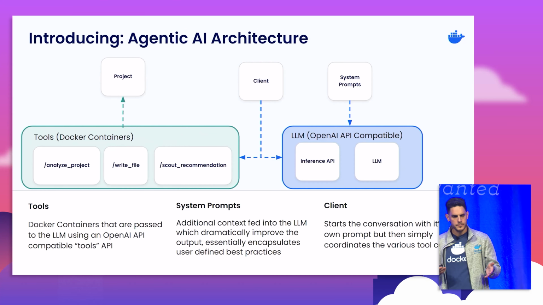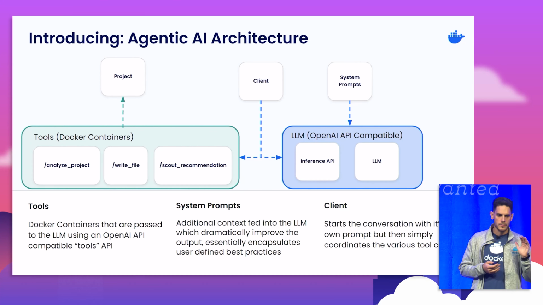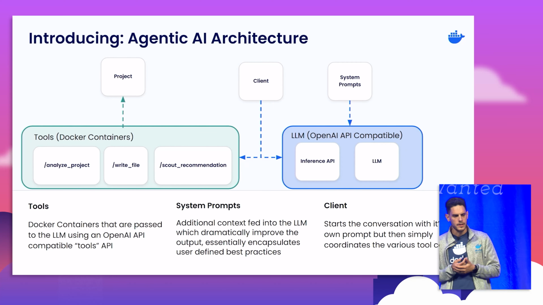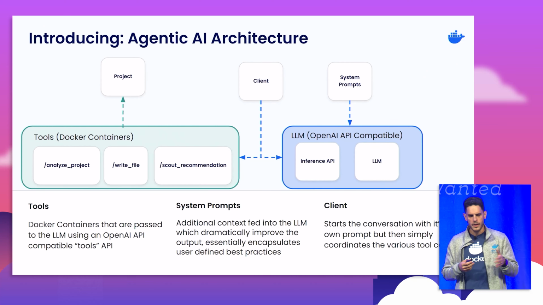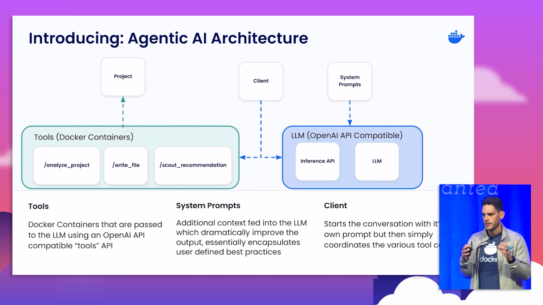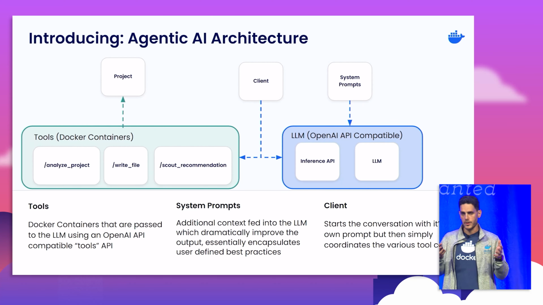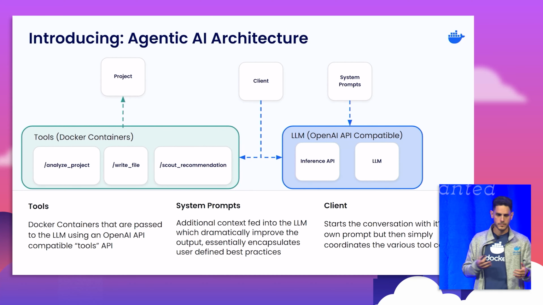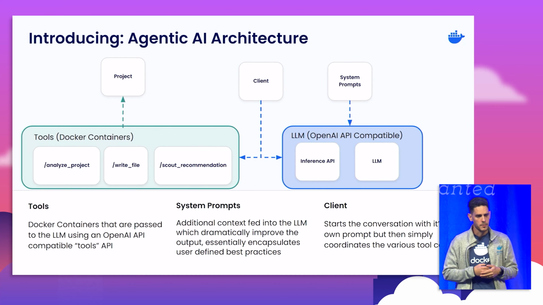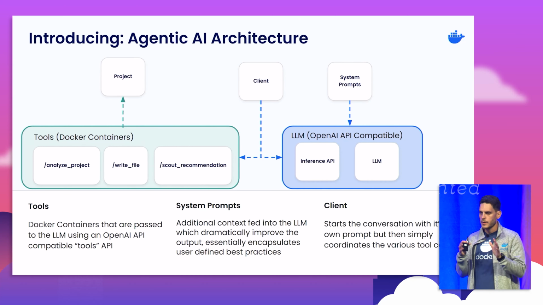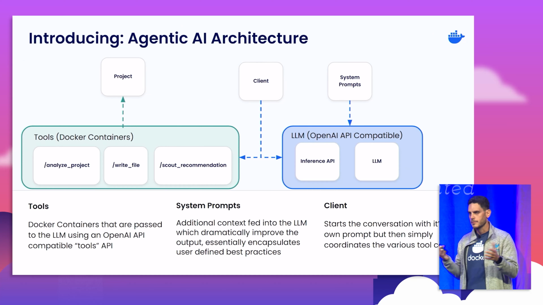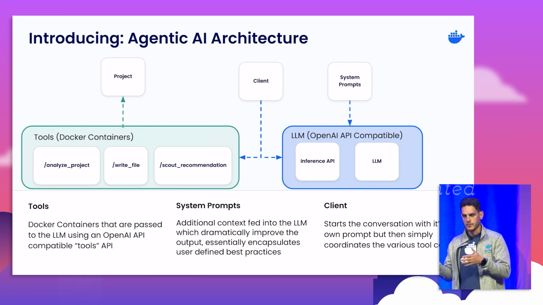So to do this, we started with this architecture. This is a high-level architecture of how this works. On the left here, you've got the registration of some tools. These are functions like write a file or analyze a project, because I want to know what kind of project I'm building a Dockerfile for. And there's also a function in here for getting a Scout recommendation, which I'll talk about a little later. Those are created as functions that are encapsulated in a Docker container and registered with the large language model.